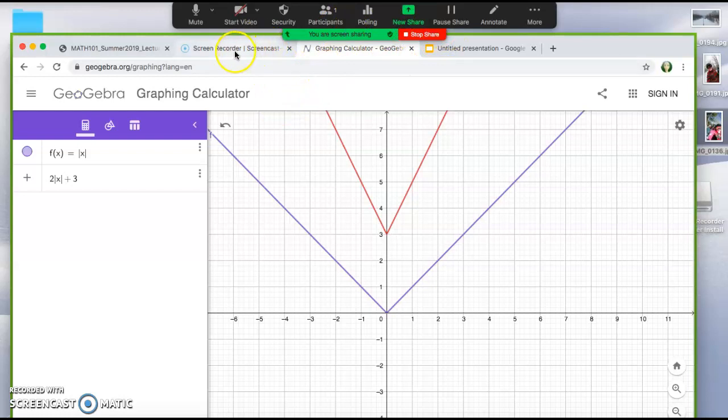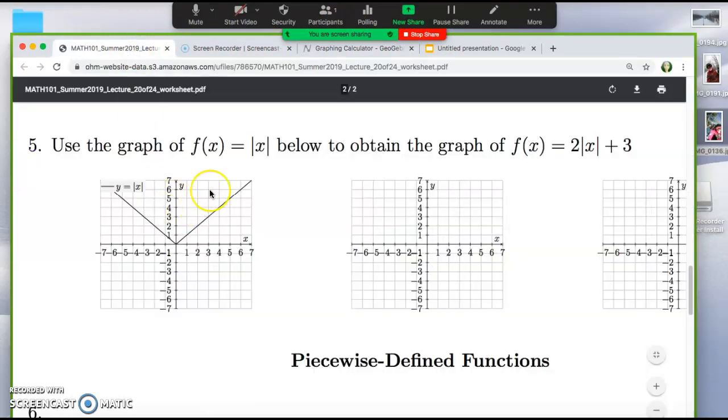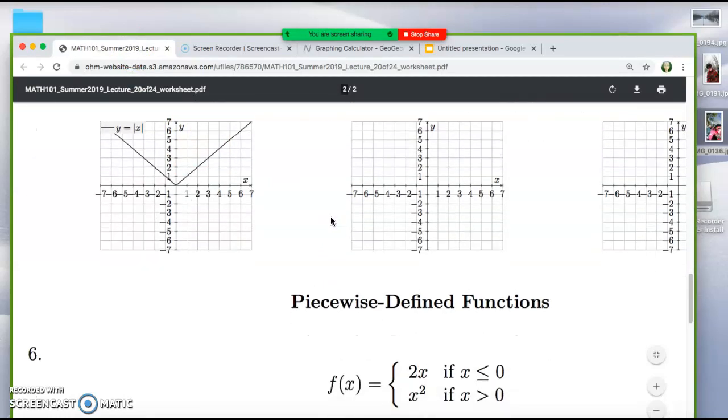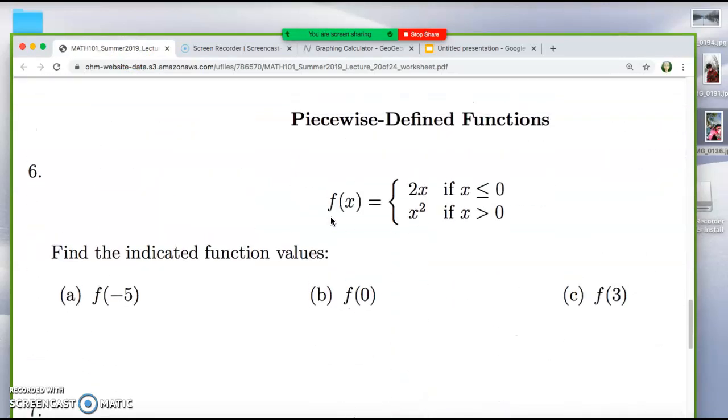Okay, now let's move on to piecewise functions. So here for number 6, we have a piecewise function. So what that means is you're going to be graphing pieces of a function. So here you can see that there's two things here, right? It's f of x equals 2x if x is less than or equal to 0, f of x equals x squared if x is greater than 0.